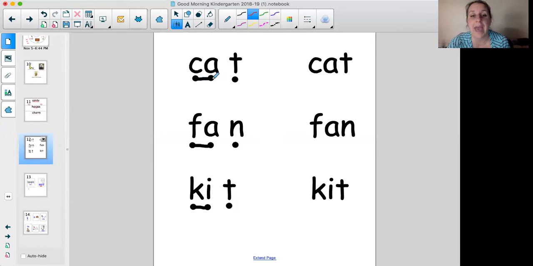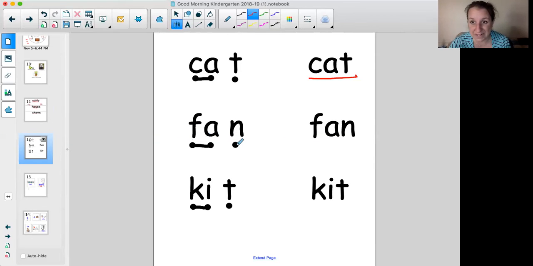Ready? Cat. And then all of a sudden, you hear it, and you're going to go cat from left to right, okay? Let's try that again. Instead of going f, a, we're going to blend these two together, and we're going to say, fa. So go ahead, say it.